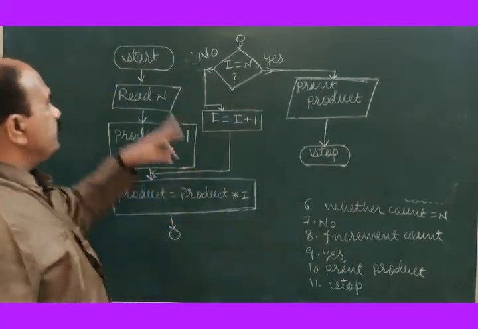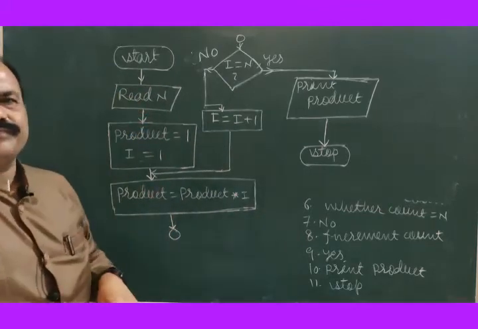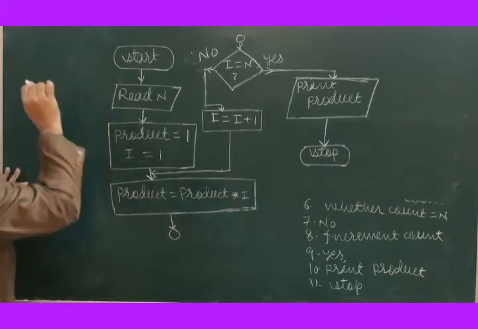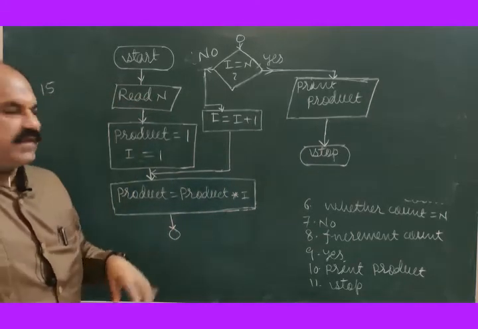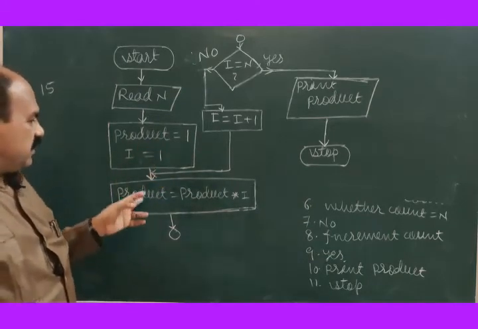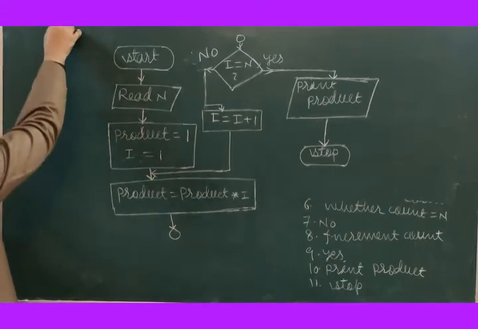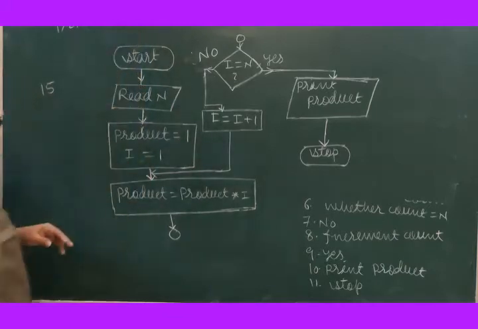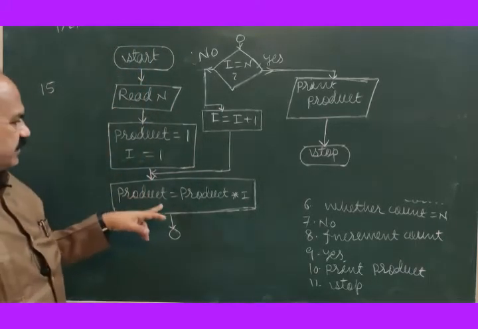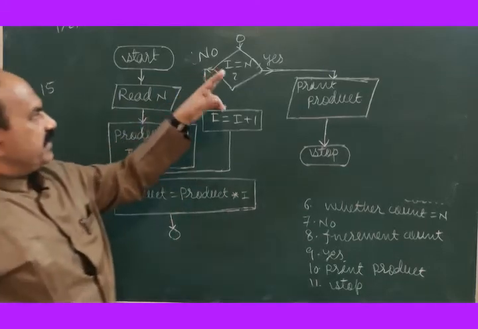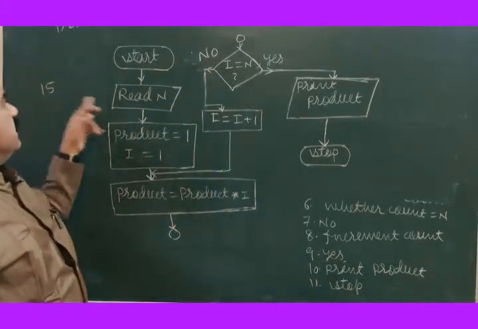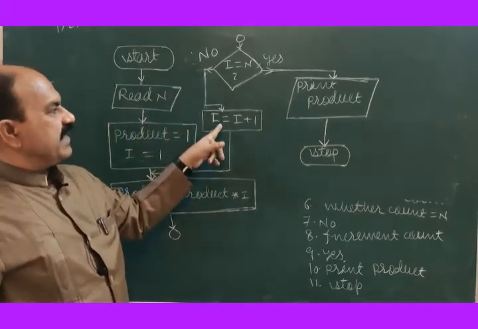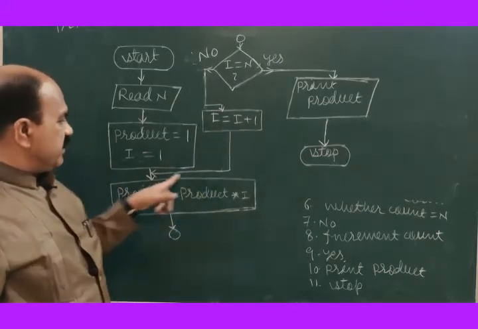So this is so simple. Start, read n. Let us suppose that you have taken n as 15. You have inputted n as 15. Product 1, count 1. 1 into 1, 1. What is our series? Up to 15 only. Okay, then it is connected here. Whether I is equal to n, given as 15. What is I? 1. No. The answer is no. Increment I by 1. Make I is equal to I plus 1. Send to the product.